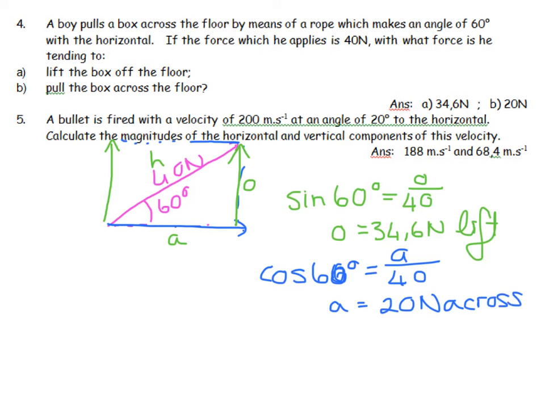A bullet is fired with a velocity of 200 meters per second at an angle of 20 degrees to the horizontal. If they were to give you one to the vertical, it would just mean that you would come off from a north line. Calculate the magnitude of the horizontal and vertical components of this velocity. So I'm interested in the horizontal component and the vertical component.